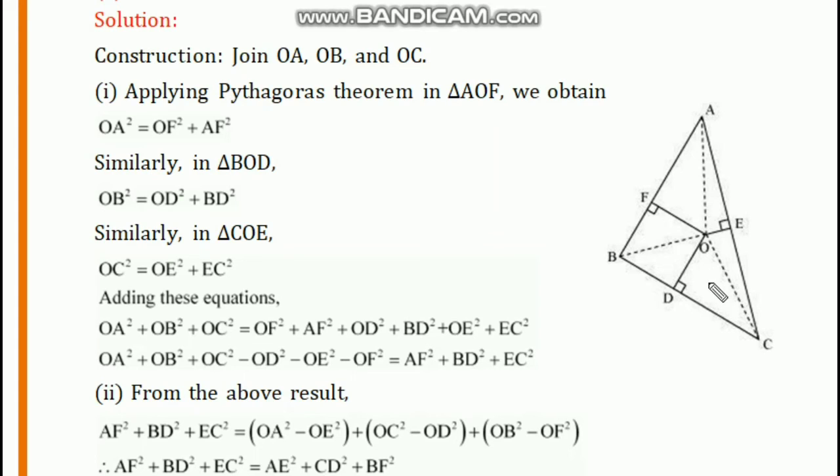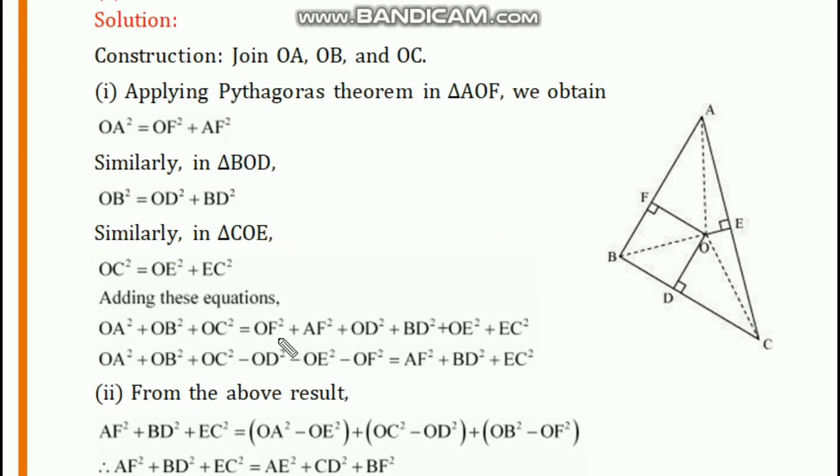In the first subdivision, whatever they have given, the squares of those sides are what we took. So adding these equations, left hand side and right hand side: OA² + OB² + OC² on the left. On the right hand side, OF² + AF², OD² + BD², OE² + EC². Then we need to prove that OA² + OB² + OC² − OD² − OE² − OF² = AF² + BD² + CE².